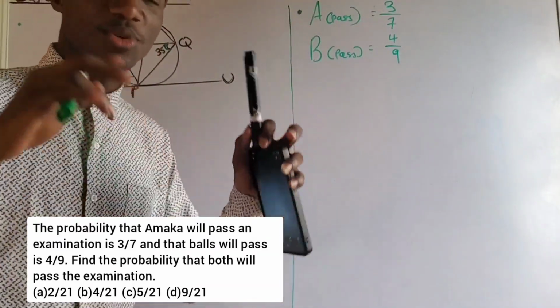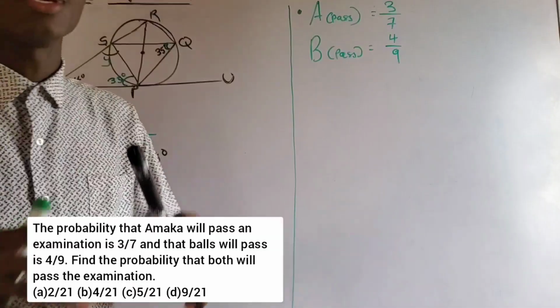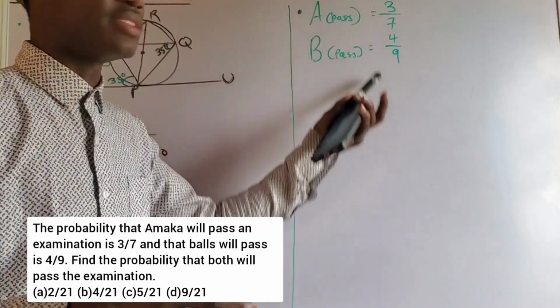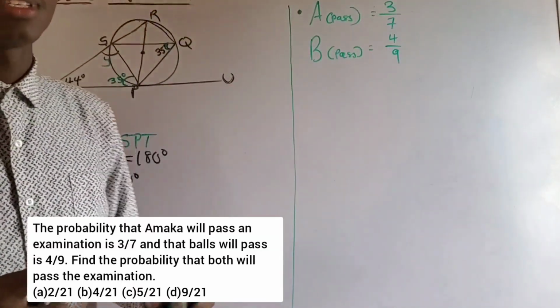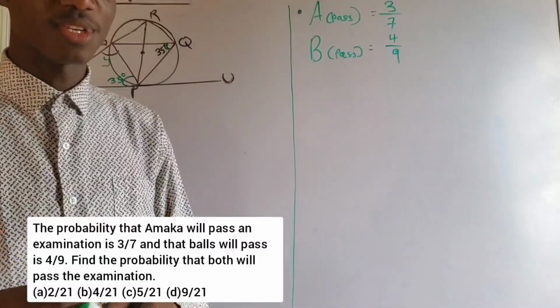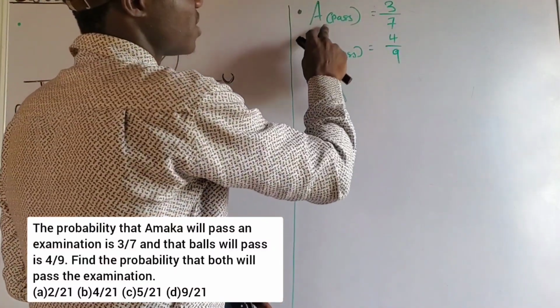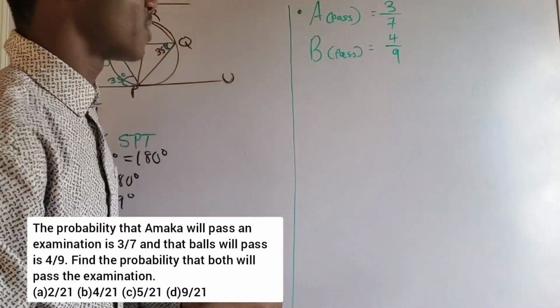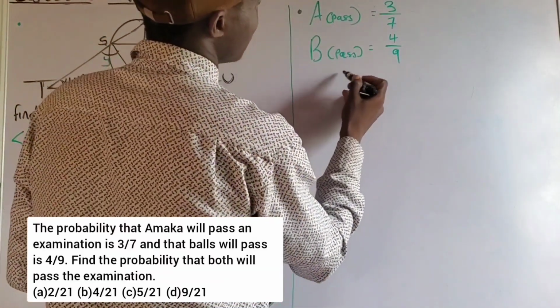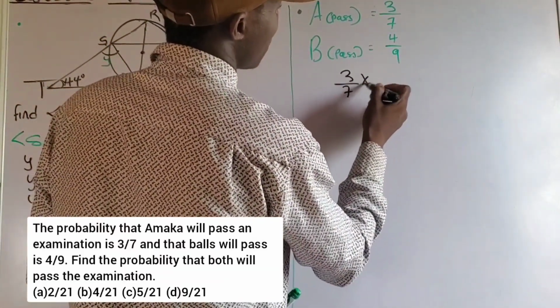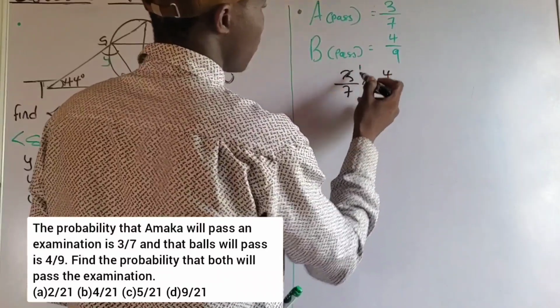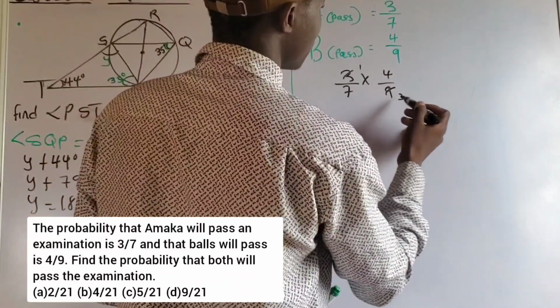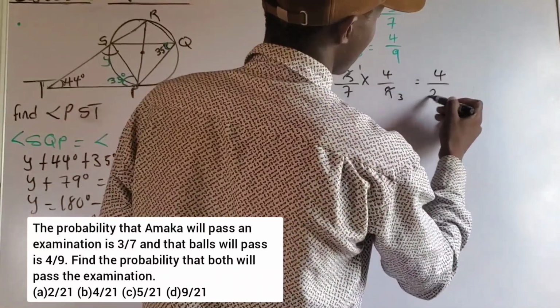The probability that both of them will pass the examination is the product of the probability of pass for Amaka and that of pass for Bala. You understand? So for this, I'm going to have 3/7 multiplied by 4/9. 3 here becomes 1, 9 here becomes 3. 7 times 3 is 21. So I'm going to have 4/21.